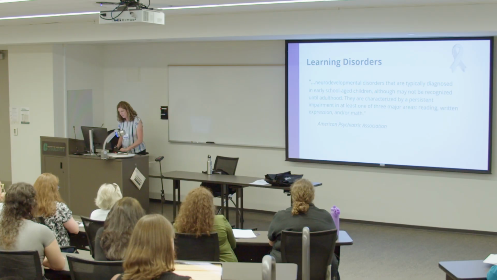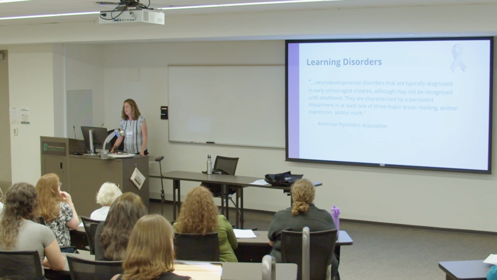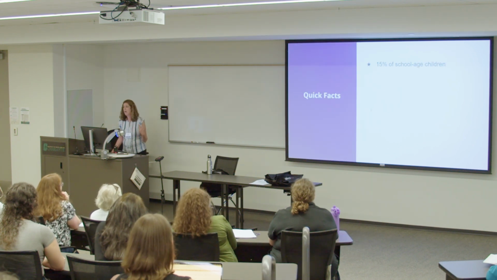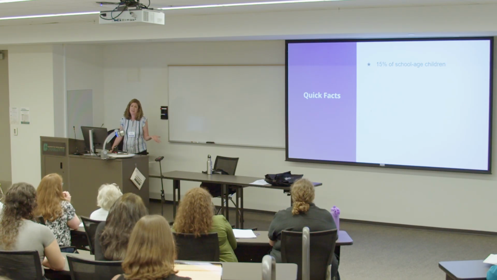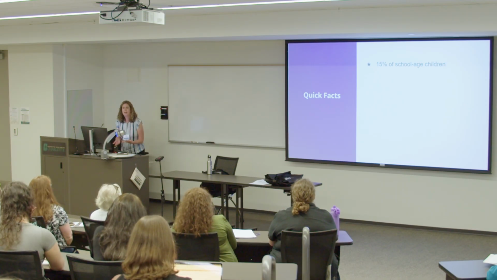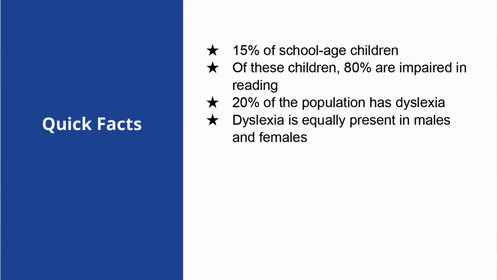So this is somebody who's functioning significantly below what you would expect for their age and their IQ level. And so they're just not able to achieve, and somebody can have it in all. I've had people diagnosed who had learning disabilities in every single one of these areas. More typically, it's one thing, it's math, it's reading. But it is 15% of school-age children. Of those children, 80% it's reading.